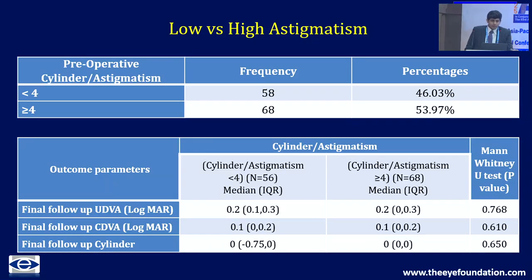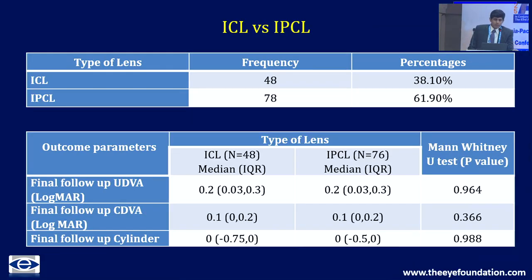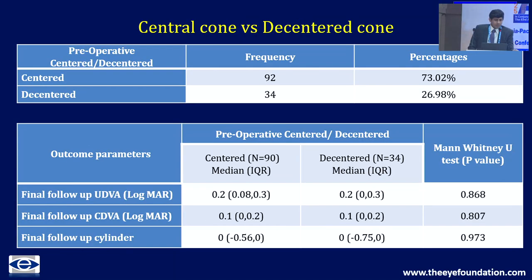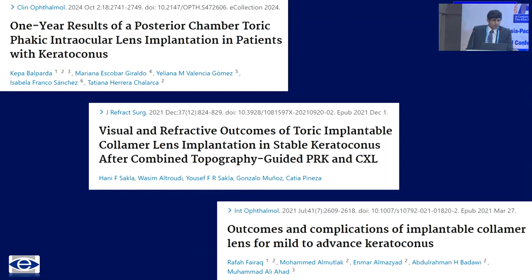When we compared specific groups like the ones with low versus high astigmatism, a cutoff of 4 diopters, there seemed to be no difference in the improvement in visual acuity among these two groups. And there were no differences seen again between the ICL and IPCL groups. And there were no statistically significant differences when the visual outcomes of patients with central versus decentered cones were compared. So the results in our study again mirror some of that in literature, with similar good visual improvement in these patients post toric phakic intraocular lens implantation.